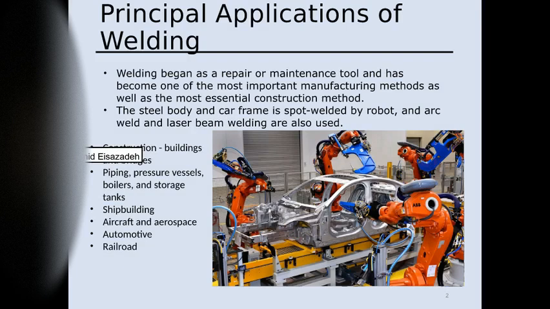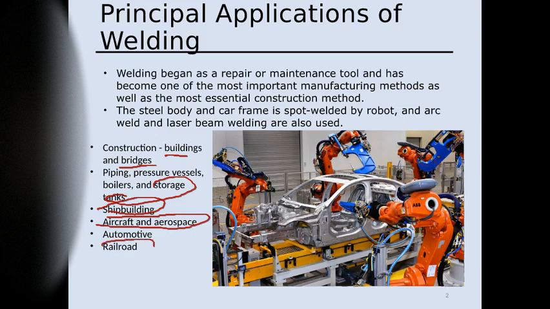Welding processes were initially used as a repair or maintenance tool. Later, they became one of the most important manufacturing methods in various industries, like construction, bridges, buildings, storage tanks, pressure vessels. All of them are using welding processes. Shipbuilding, even aerospace, aircraft, railroad.